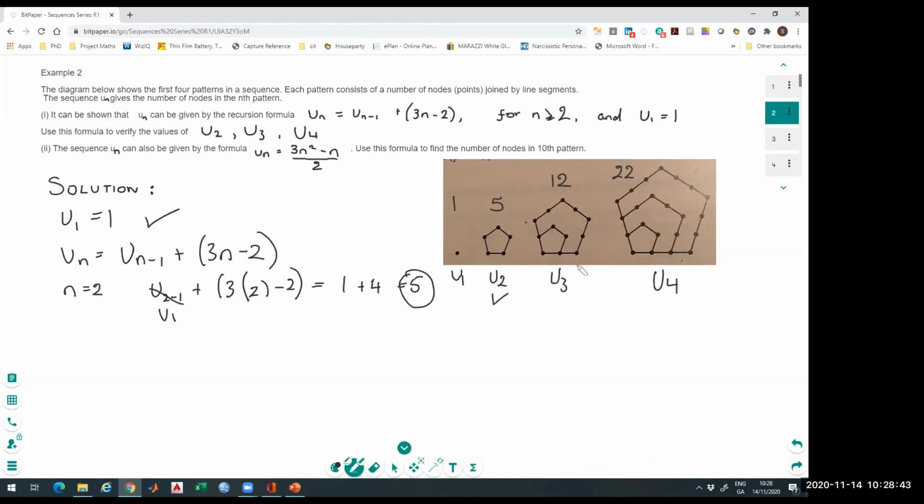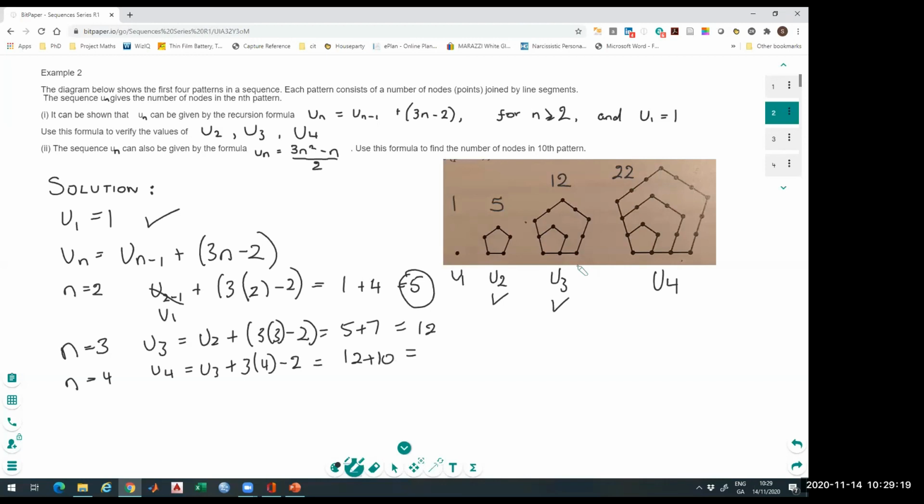Okay. The next one we do is n is equal to 3. So u of 3 is equal to u of 2 plus 3 times 3 minus 2, which is equal to 5 plus 7, which is equal to 12. Again, correct. And we have n is equal to 4. We have u of 4 is equal to u of 3 plus 3 times 4 minus 2, which is equal to 12 plus 10, which is equal to 22.